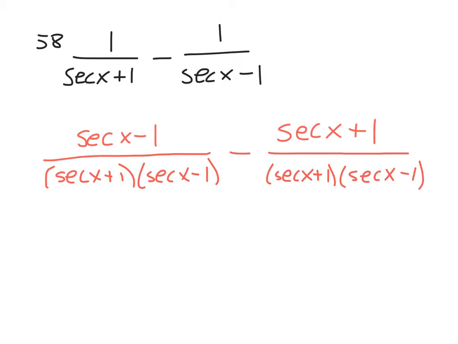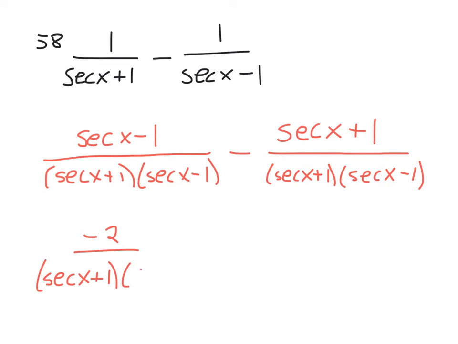And we're going to combine like terms, and you should see that the secants here are going to cancel out or sum to 0, right? Secant of x minus secant of x is 0. Negative 1 minus 1 is negative 2. So this is a good answer.